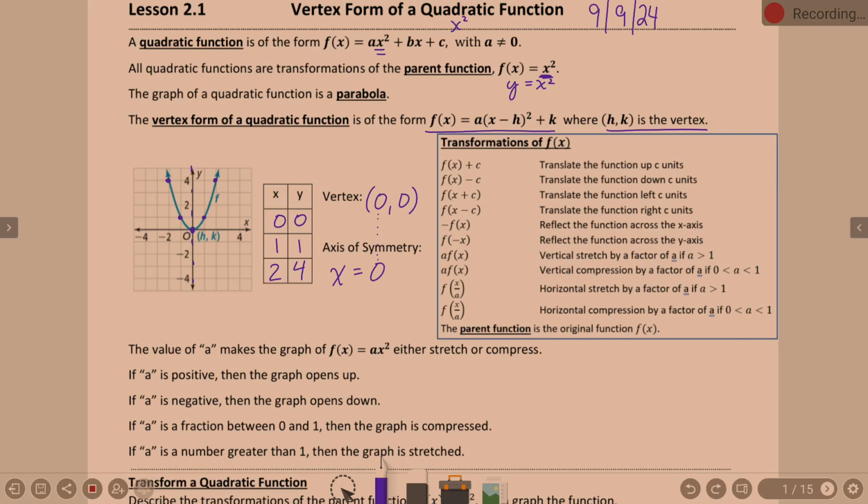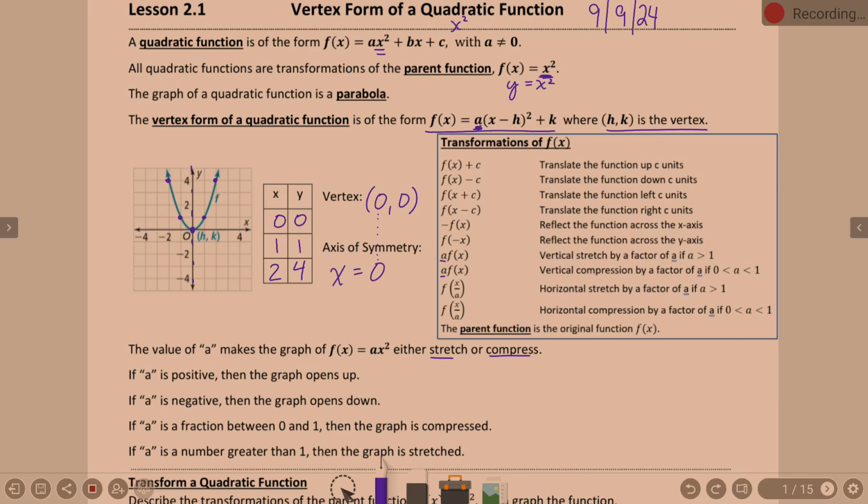A few other things. H and K we talked about already as the vertex. The other key piece is the A value. The value of A makes the graph either stretch or compress. It goes with this A right here on our chart, where it's A times f of x. If A is positive, then the graph opens up. If A is negative, technically it's upside down, because a negative is going to reflect it.